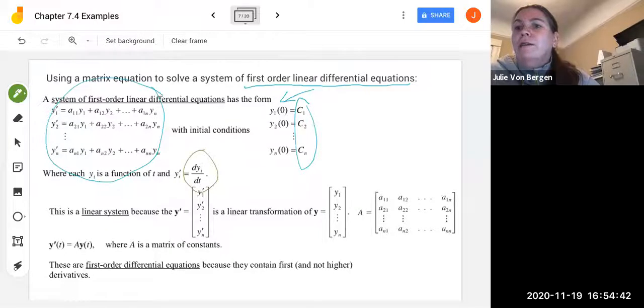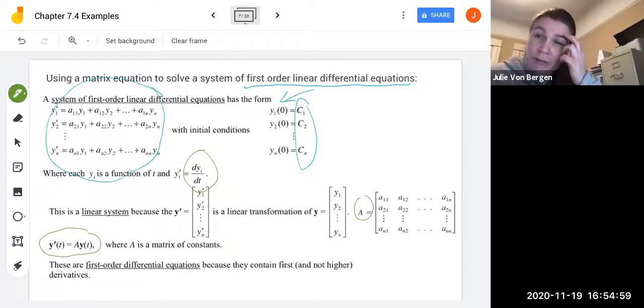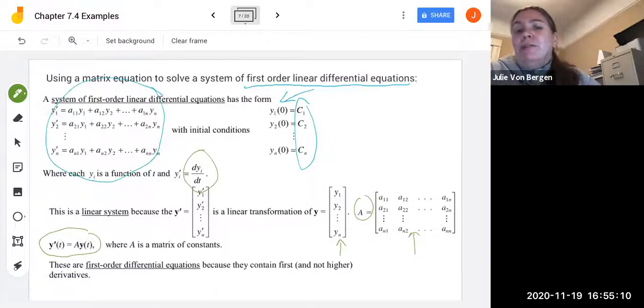Our matrix A here is a matrix of all the coefficients from the n differential equations. And so we can find y prime of t by calculating A, the matrix of the coefficients, multiplied by y of t. In this case, y of t is this vector of y1 through yn. So this A is a matrix of constants, and the y is a vector or column matrix of variables. These are first order differential equations because they contain just first and not higher derivatives.